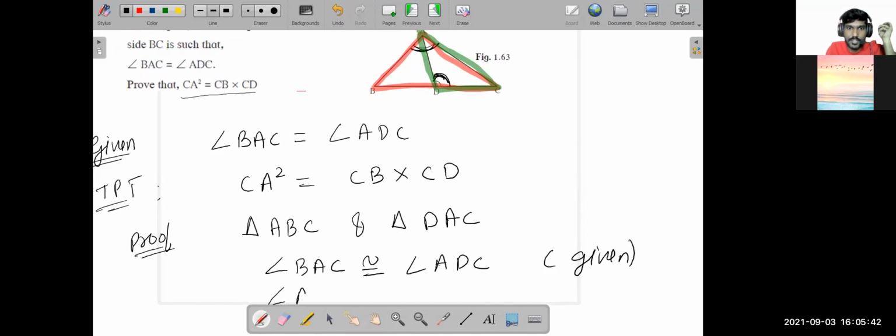Maybe there's ACB, which is common, or ACD. Yes, these two are congruent to each other. And the reason we can give here is common angle.